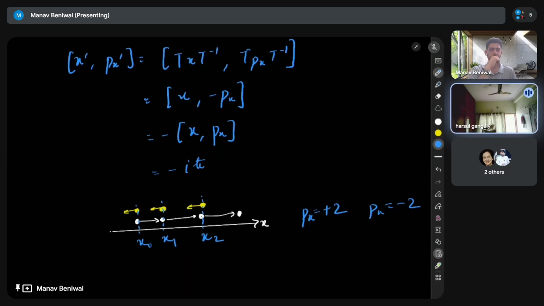Sir, but position, if you look at it, at time t equal to 0 it was at x equal to 0 initially, but now at time t equal to 3 it's at x equal to 0.